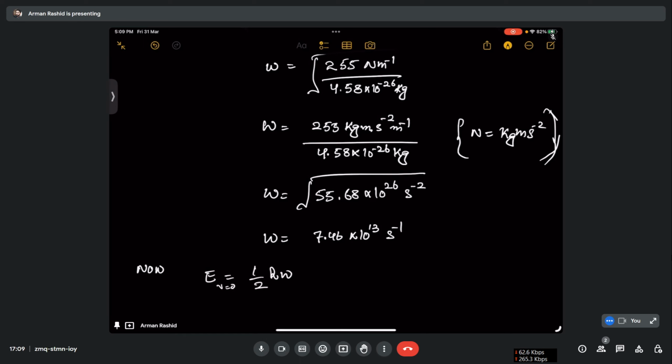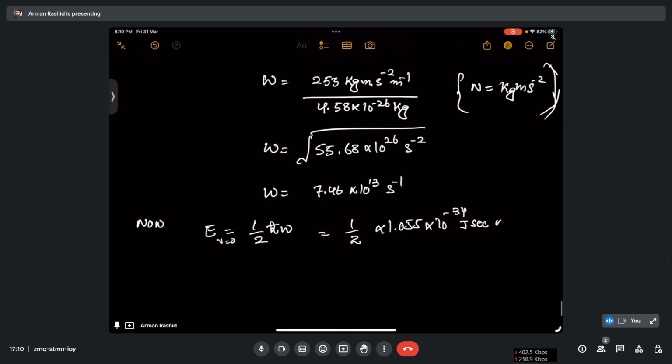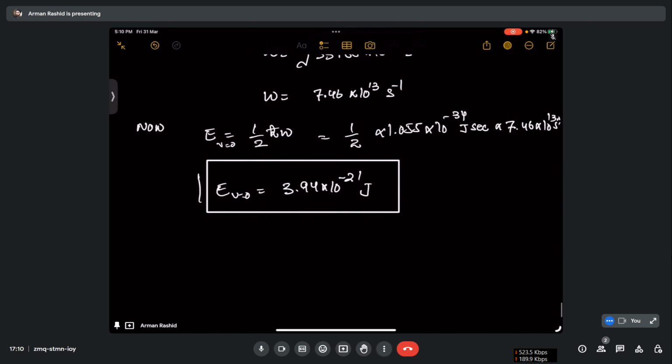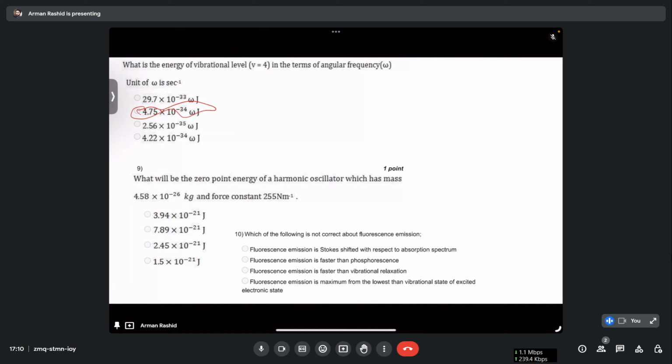Now we have E, the zero-point energy, corresponding to v equal to 0, that is given by 1/2 multiplied by the value of h cut, that is 1.055 joule second, multiplied by omega per second. So we put v equal to 0, and E comes to about 3.94 into 10 to the power minus 21 joule. This is our answer. So if we look back at the options, 3.94, this A is our answer.